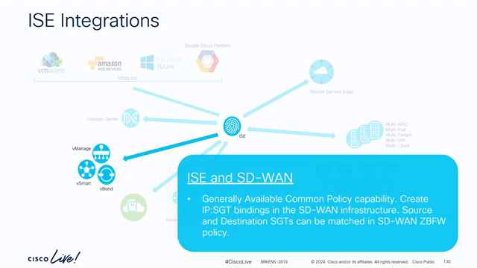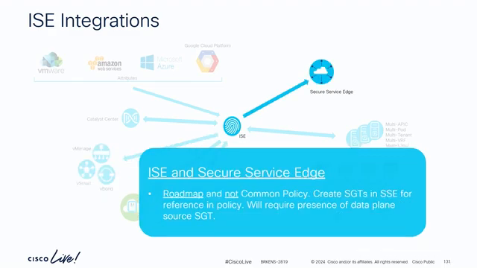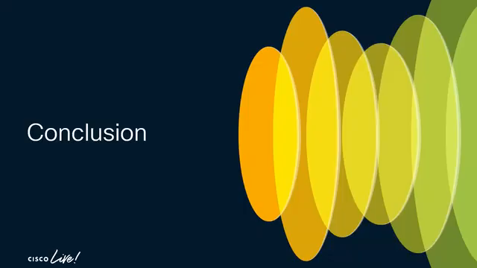ICE and SD-WAN already exists. We already send IP-SGT bindings into the SD-WAN architecture. We didn't cover it today, but the common policy SD-WAN interconnect exists. ICE and Secure Services Edge, that is coming later. In that case, we can reference SGTs in the SSE architecture to build policy from endpoints in the campus, or endpoints in the data center or whatever it might be, to things outside of the SSE.